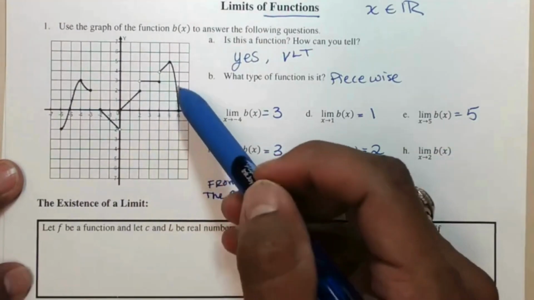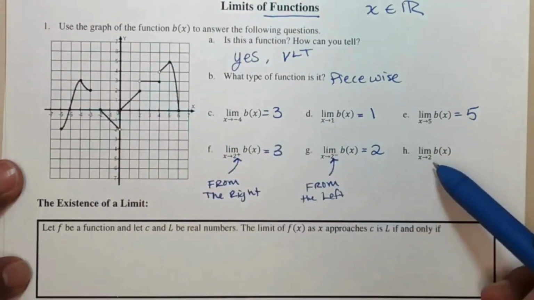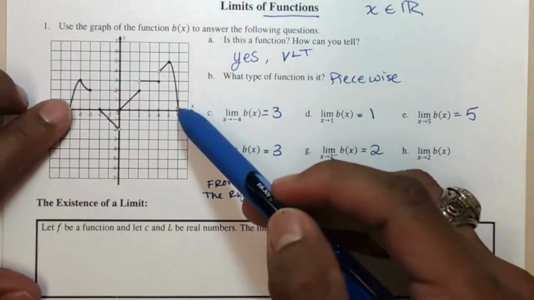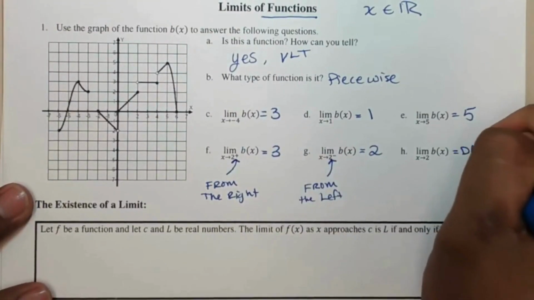Well, wait a minute. If I'm coming from the right of the graph, I get 3. If I go from the left, I get 2. So what happens if I'm just approaching 2 from both sides? Well, this is where the limit does not exist.